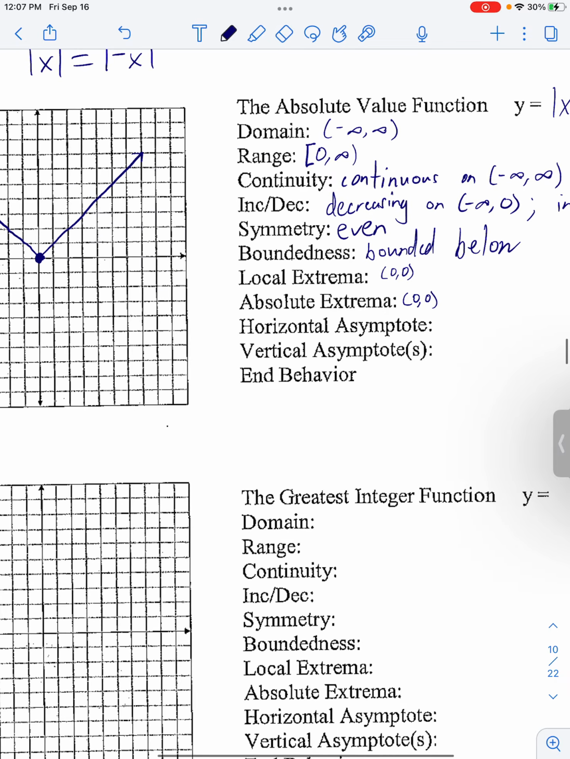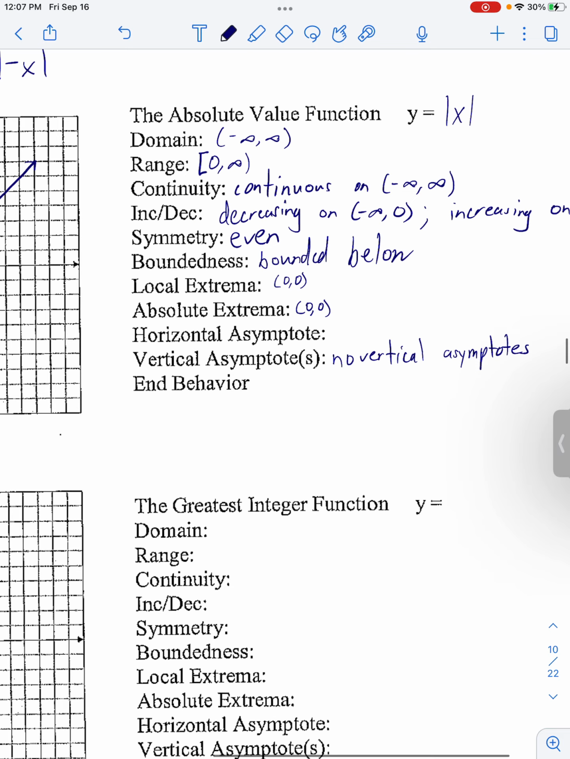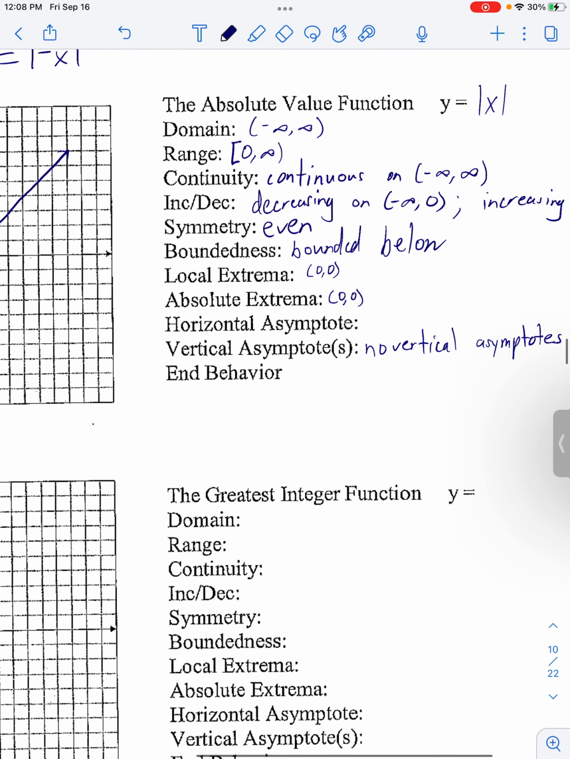Asymptotes: there are no discontinuities, so there can't be any vertical asymptotes. No vertical asymptotes, and then there's no horizontal asymptotes either. I just keep going up forever in both directions, so there's no horizontal asymptotes.